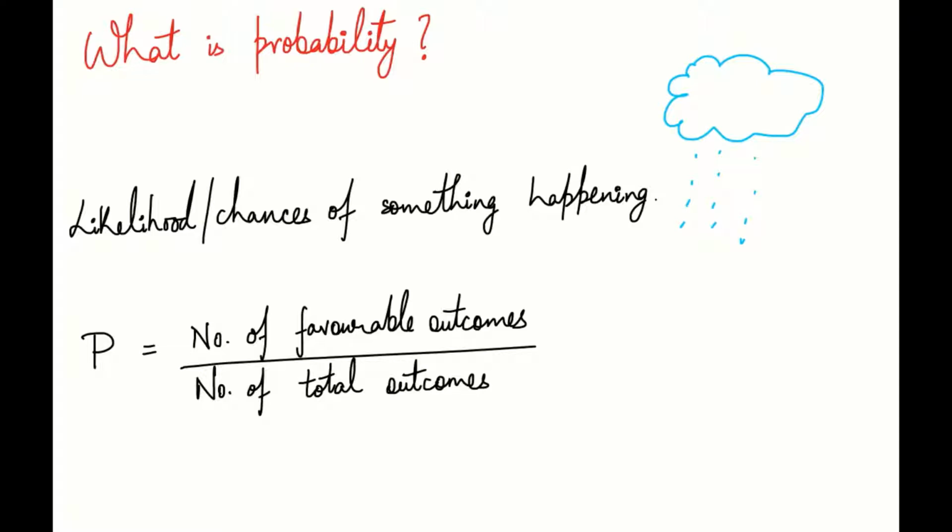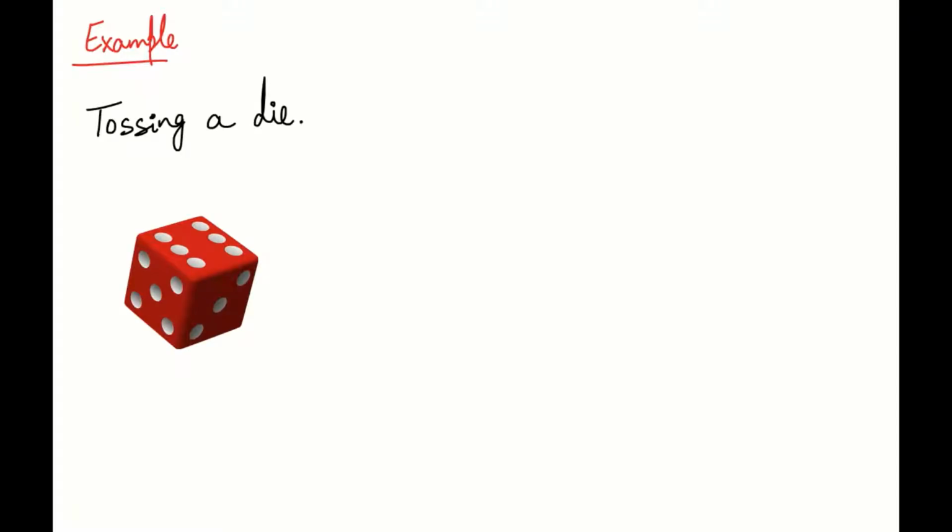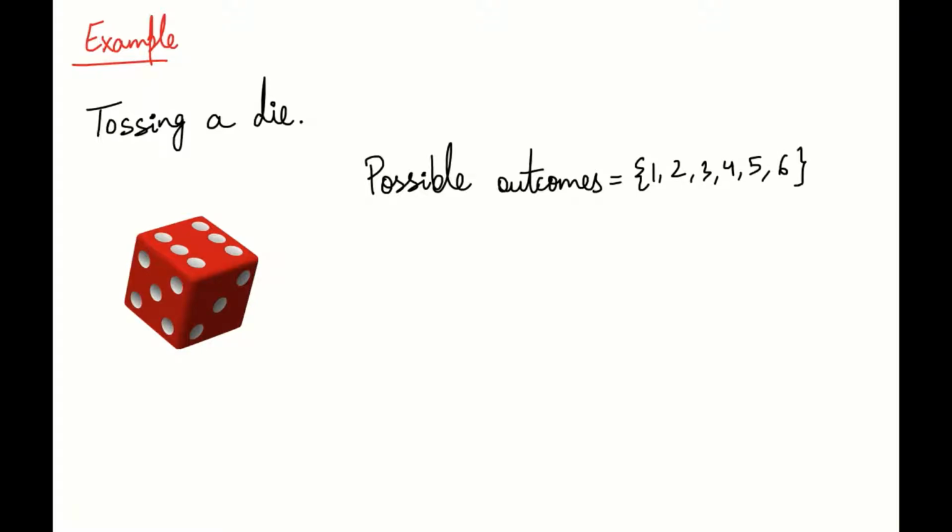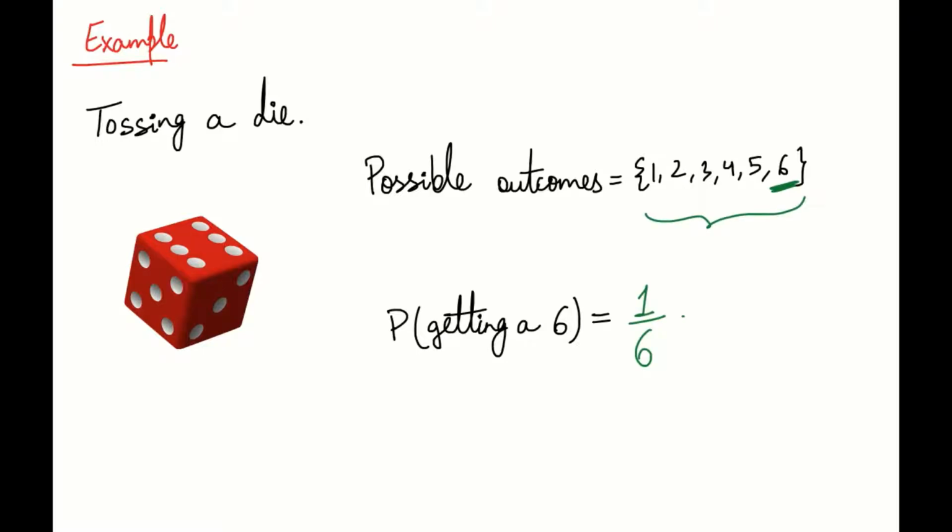Now, let's look at a short example. We consider a very popular example here, which is tossing a regular die. Then, what are the possible outcomes in this case? They are 1, 2, 3, 4, 5, and 6. Then, what is the probability of getting a 6 on tossing this die once? It is given by this: 1 because of this, and 6 because there are 6 possibilities. And this concludes the example.